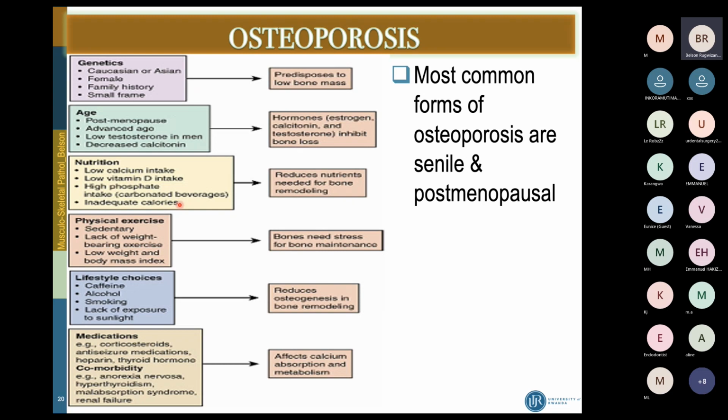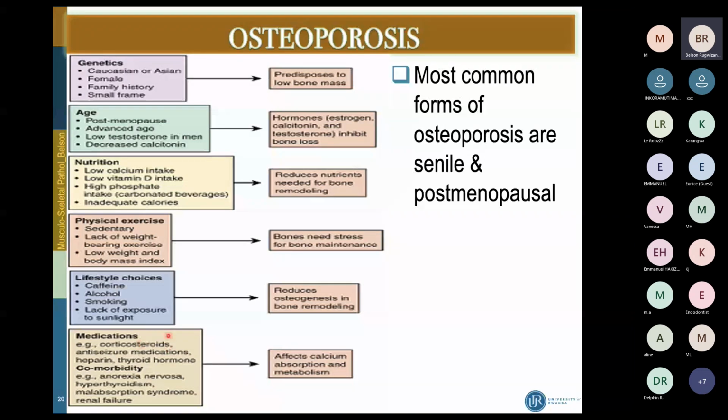So inadequate calories, physical exercise, I have explained this. Sedentary lifestyle, it is a risk. Lack of weight bearing exercises, low weight and body mass index. So nubwo kugira high body mass index atari byiza, ariko biragaragara ko umuntu unanutse, ubusanzwe wabayeho ari thin, ari lean, n'ubundi aba afite risk yo kuzagira osteoporosis kurusha abandi. Others are related to lifestyle choices. Abantu bafata caffeine, cyane alcohol, abanywa itabi, lack of exposure to sunlight, byose bihita biza nawe kuri Caucasian and so on.